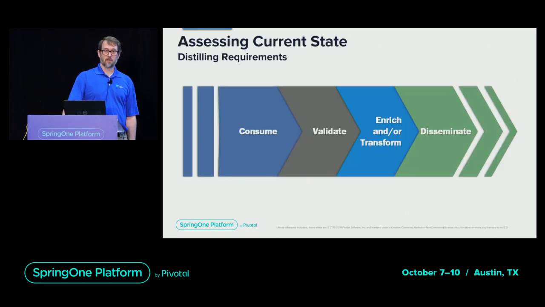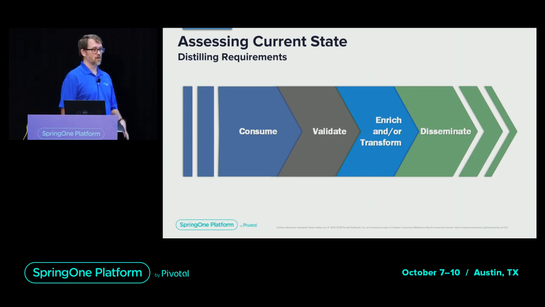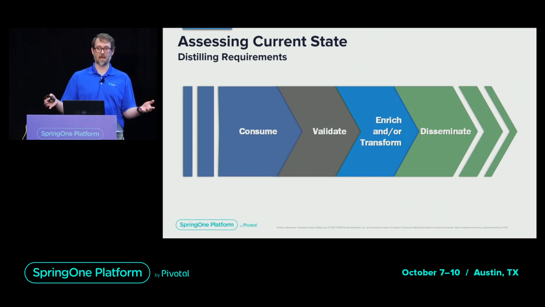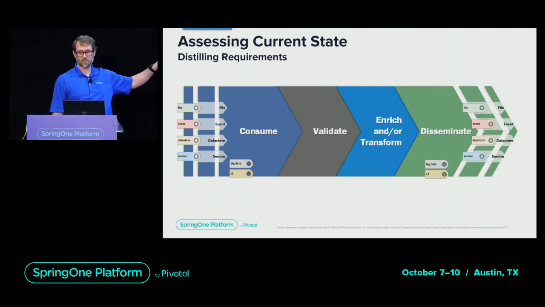So when we're assessing our current state, this is basically what our legacy application does. It consumes data, it validates it, it enriches and transforms it, and then it disseminates it. Again, very much like ETL, right? But as we're looking at our current state and taking into account all of the functional components that made up our system, we started to notice that things could be distilled into a finite number of patterns. And so what we really came to was that basically data comes in one of about 4 ways.